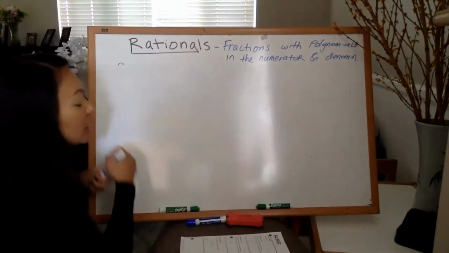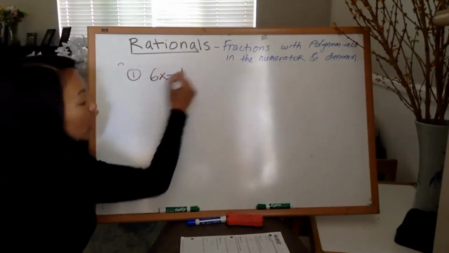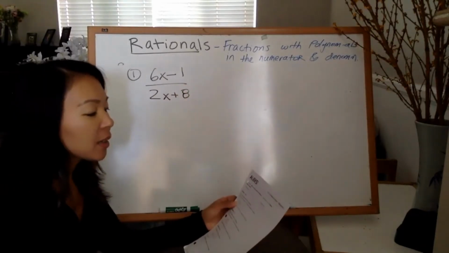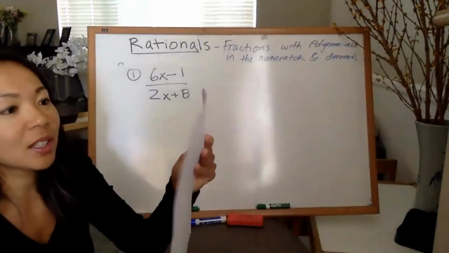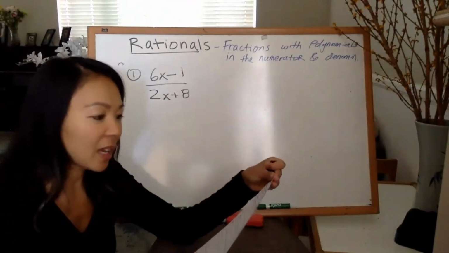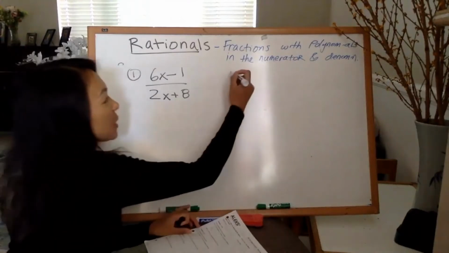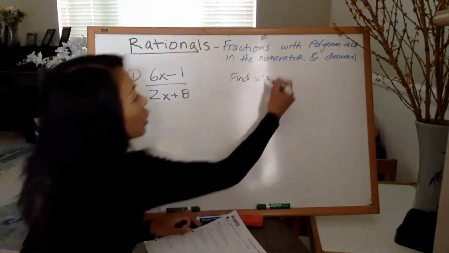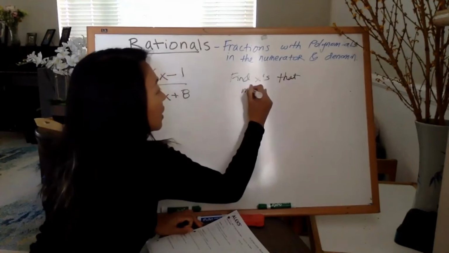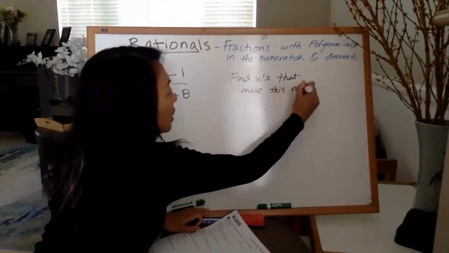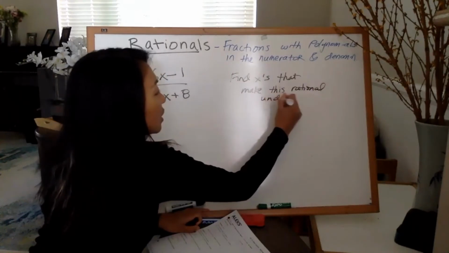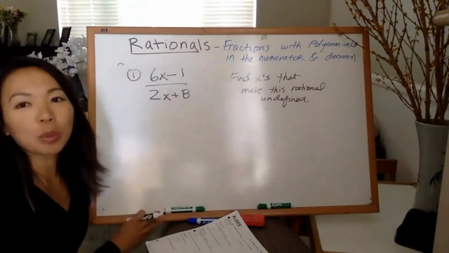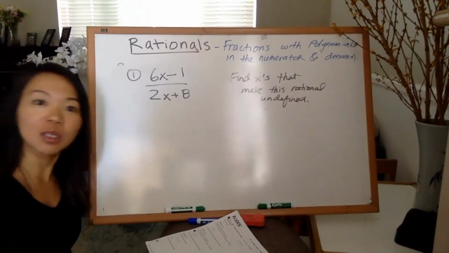Number 1 here has 6x minus 1 over 2x plus 8. The question they're asking is, find all excluded values in the expression. That is, find all values of x for which the expression is undefined. So basically, find what x's make this rational undefined. What x's are excluded from here? We call this basically finding the domain, which is finding out which values are excluded or included.